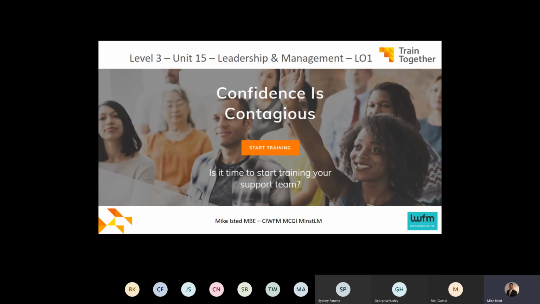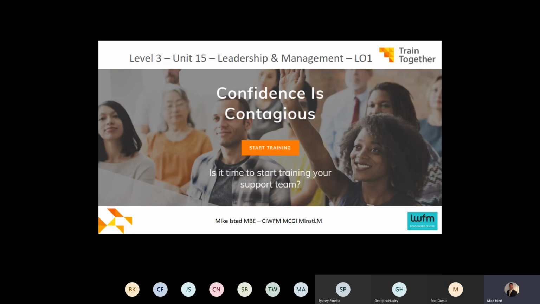The whole of this workshop, as I said, is based around learning objective 1 of Unit 15, which is leadership and management. It is fairly basic, and I've delivered it in a limited aim format. In other words, what I deliver to you today is relevant exactly to learning objective 1. The aim of that is to try and make your lives a little bit easier when it comes to actually doing your work and submitting your work.